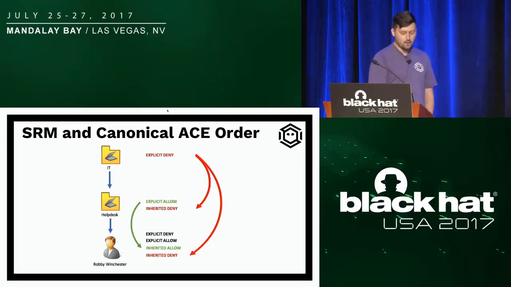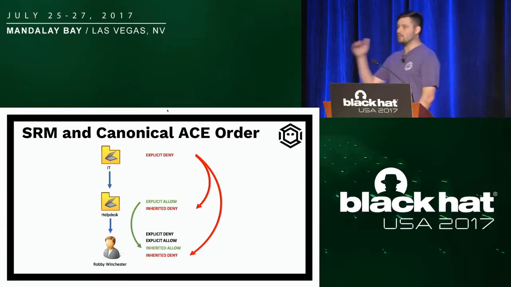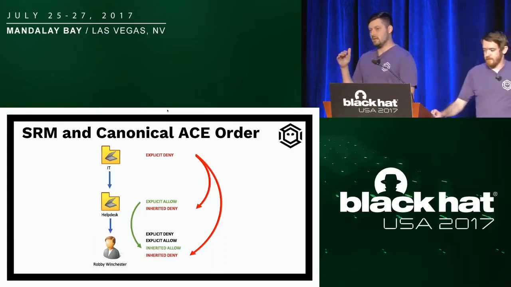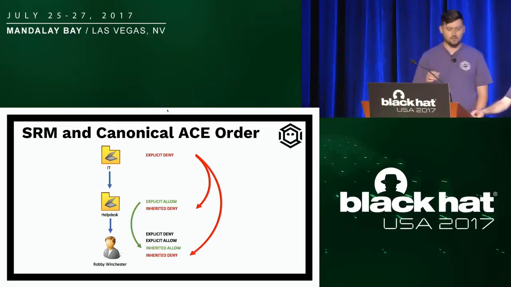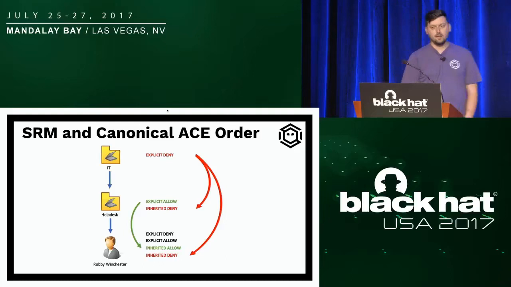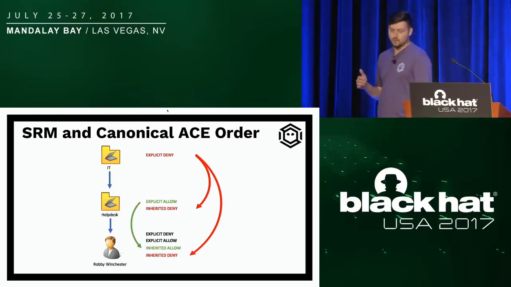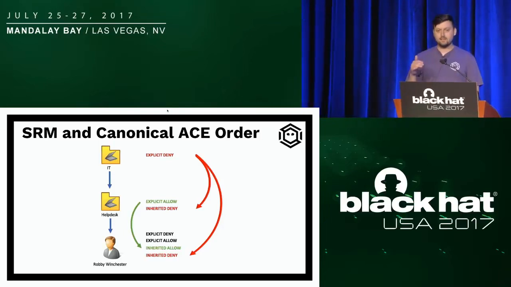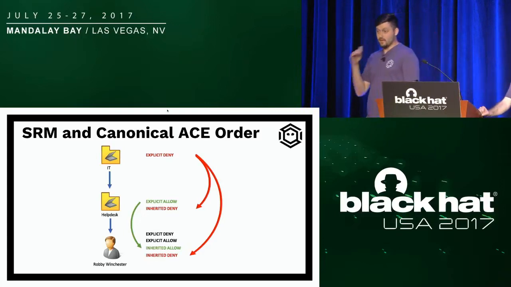What if I, in the intermediary OU on help desk, said, well, wait a minute, I want to have an explicit allow. That explicit allow is going to override the inherited deny, because explicitly defined ACEs override inherited ACEs. There's one final complication with this. That explicit allow is also going to be inherited down to the Robbie Winchester user. Now, because the OU called help desk is generationally closer to the Robbie user than the OU called IT, the ACE that it inherits from its closer OU parent is the one that is canonically higher in the DACL. Finally, if we define explicit ACEs, those also override inherited ACEs.